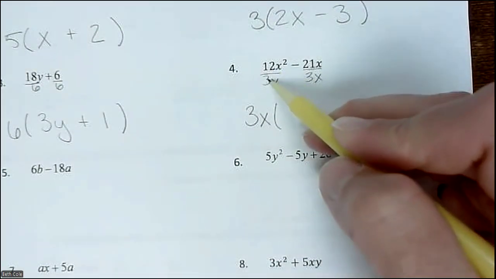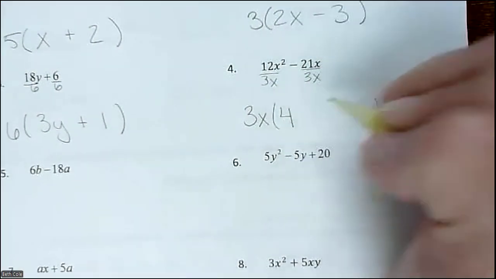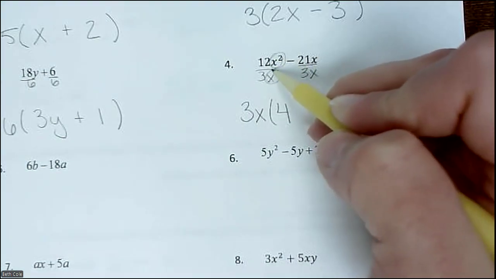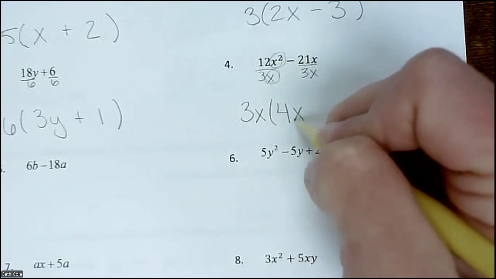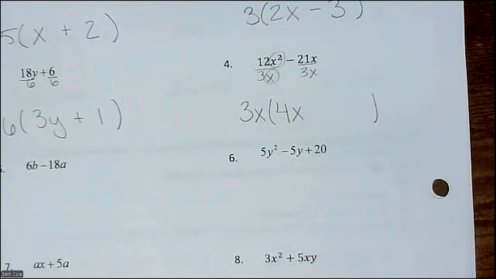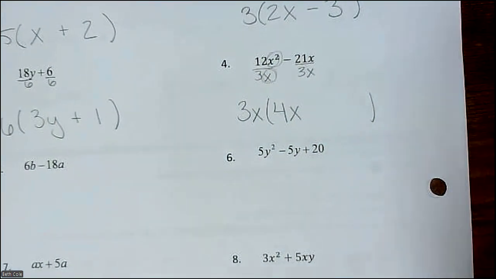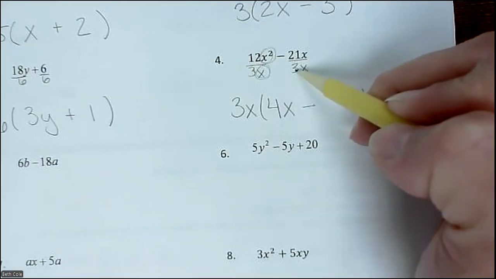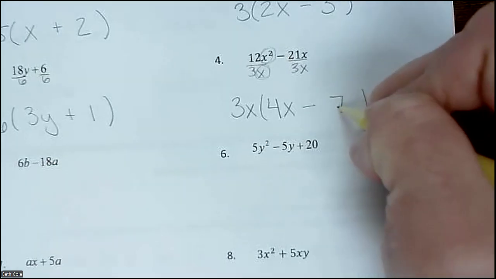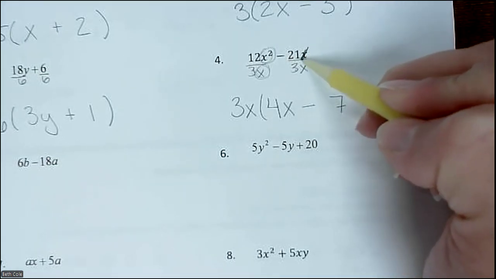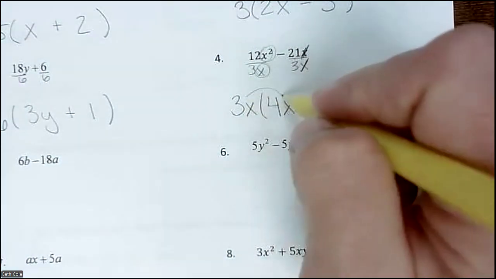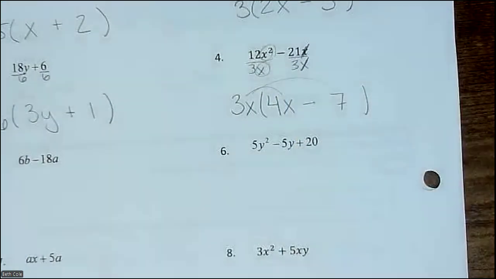All right, 12 divided by 3 is 4. And if you have an x squared and you divide out an x, it's just x. Do you remember your tug of war? It's exactly like that. Minus, does anyone know 21 divided by 3? If not, I'll tell you. It is 7. And the x's cancel. They're gone. Don't write it. And again, if you were to distribute this back through there, you would get what the original problem was.